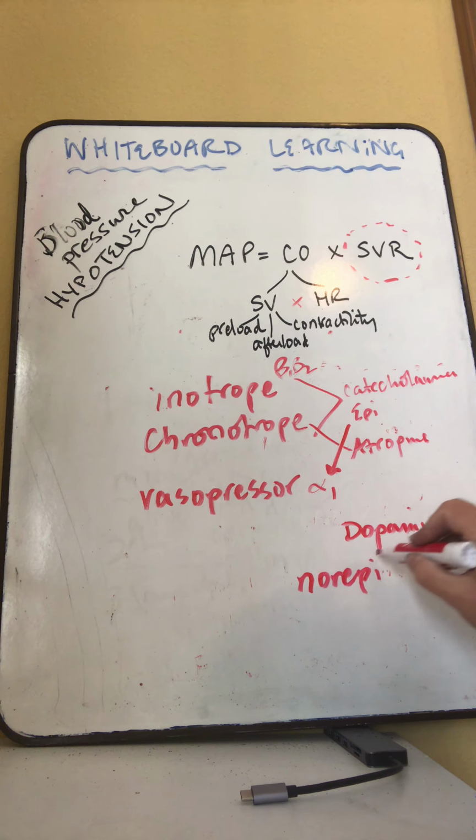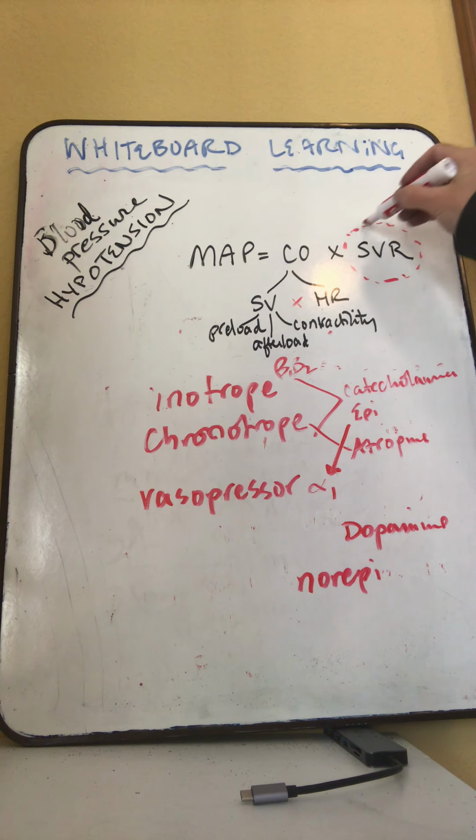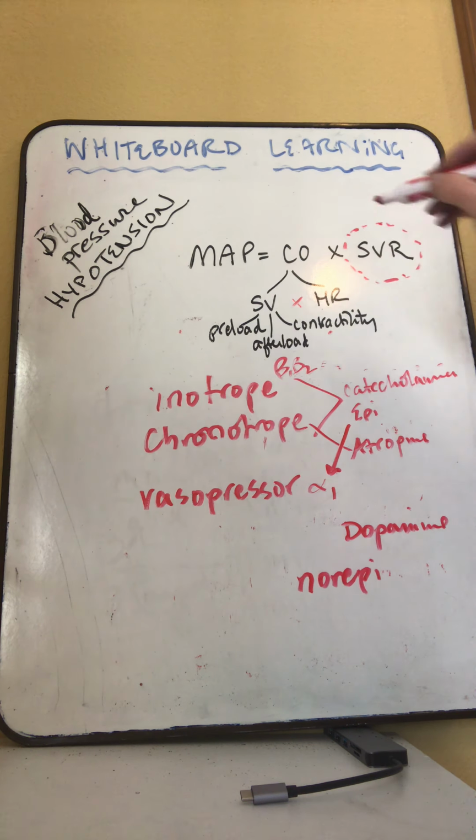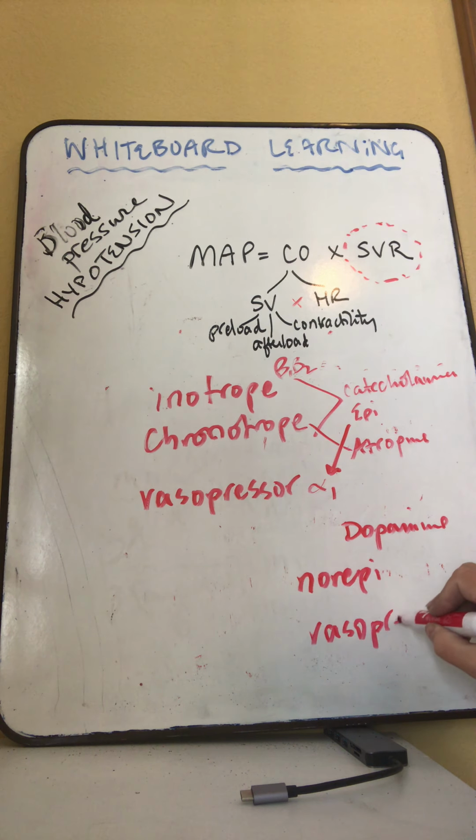Norepinephrine is a derivative in the body of dopamine and epi. And norepi works more just to work on systemic vascular resistance. And then there is vasopressin, and that works by a different receptor to increase systemic vascular resistance. It works on the vasopressin 1 receptor.